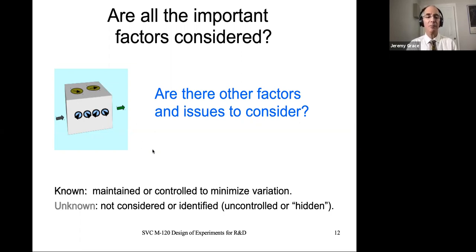At the end of the day, you've got known factors. They're maintained or controlled to minimize their variation. If you're going to study them, you're going to control them. If you don't care to study them, you at least have to maintain them well. And then there's all the stuff you missed, not considered, not identified. They're uncontrolled or hidden factors, and they're not in your model.